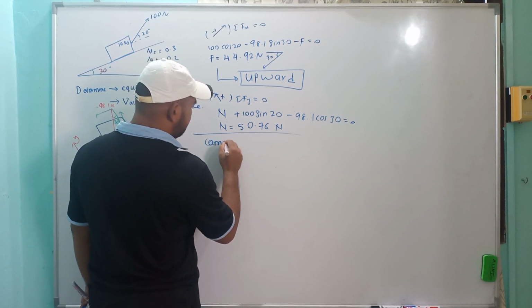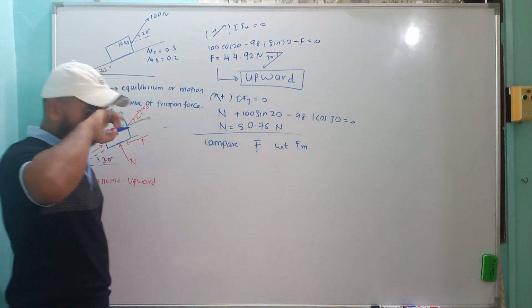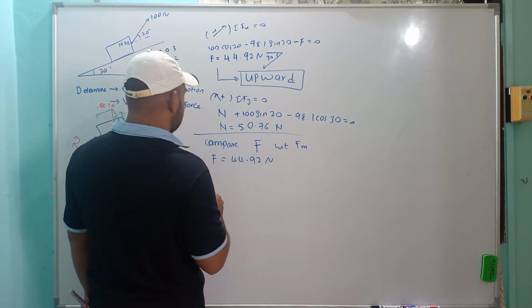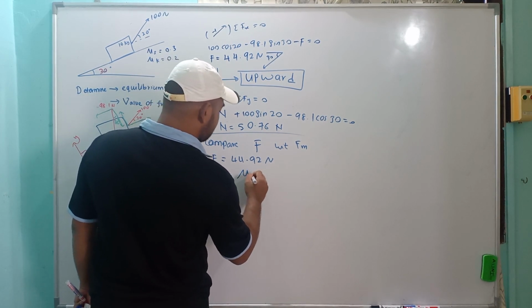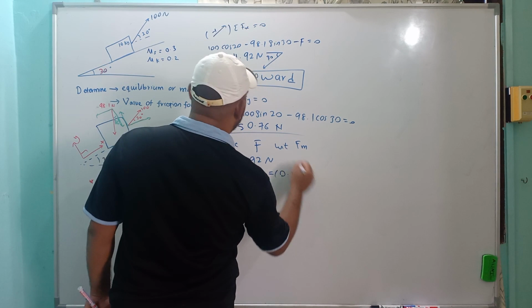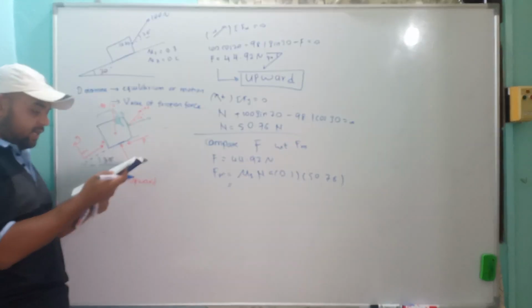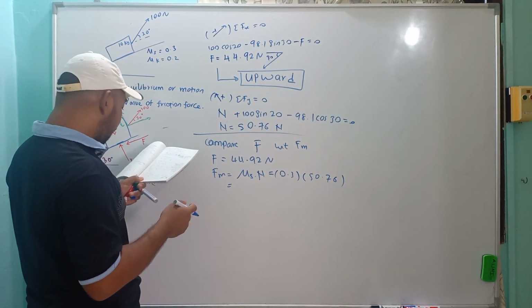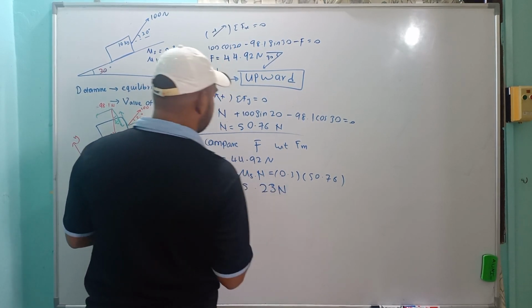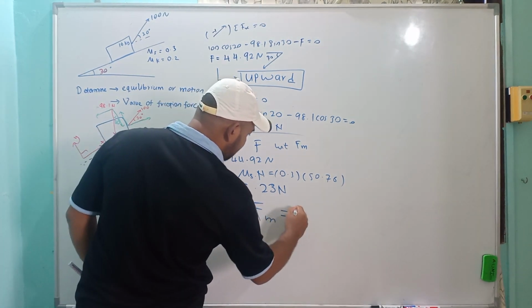This is the first step to determine F and N, and then you want to compare F with Fm. F equals 44.92 Newton. Fm equals mu static times N, which is mu static given as 0.3 times N, 50.76. So you have Fm, which is 15.23 Newton.